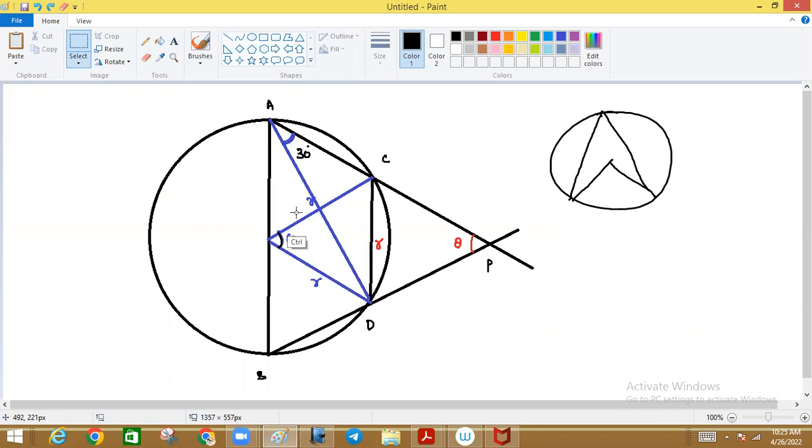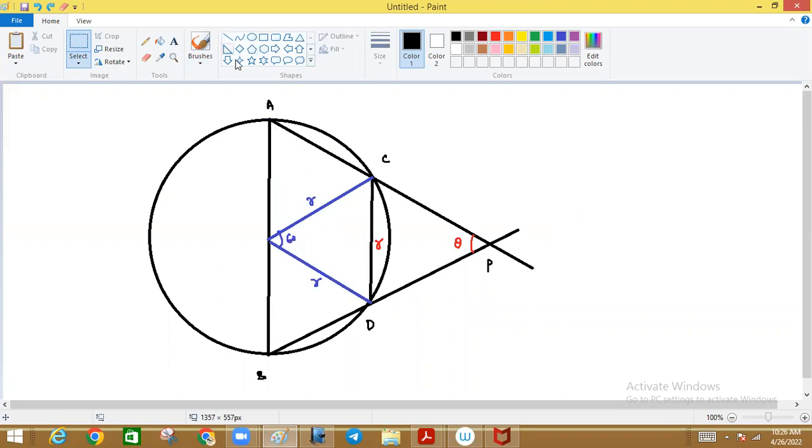Now, suppose it is not 60 degrees, you don't know what it is. But still you can say if it is theta, forget about this theta. If it is theta, can you tell me what is the angle here? Theta by 2. Therefore, it is 90 degrees minus theta by 2. This you must remember.